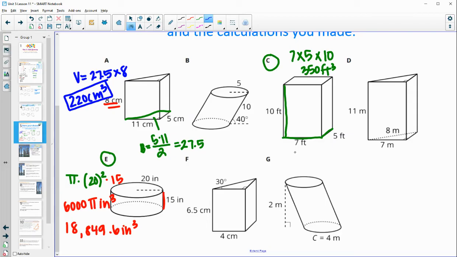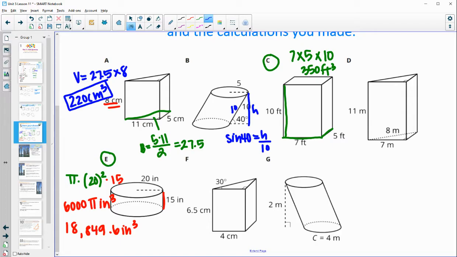And then maybe you chose these other ones were going to be a little bit more difficult because this one, B, didn't give you the height. So you knew you were going to have to find the height similar to what we did in the warm-up. So you were going to have to set up a trig function. So we knew this was 10. We're looking for the height. So we're going to have to set up a sine function. So sine of 40 equals h over 10 in order to get that height. Then multiply that by the base.